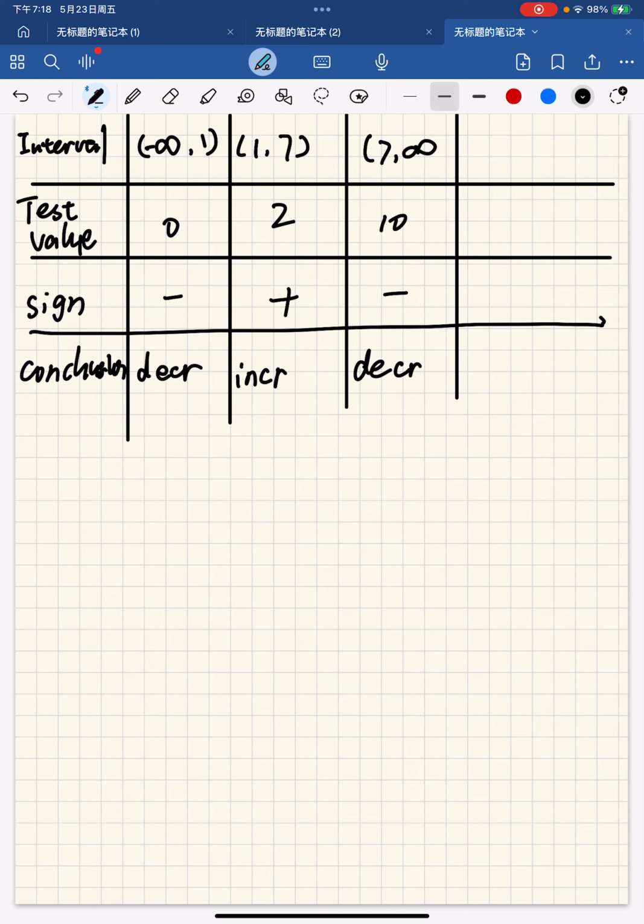So in the first two intervals, the graph is decreasing first, then increasing, so the graph will look like this. It has a local minimum. In the second and third intervals, the graph is increasing at first, then decreasing. It will look like this, so it has a local maximum.